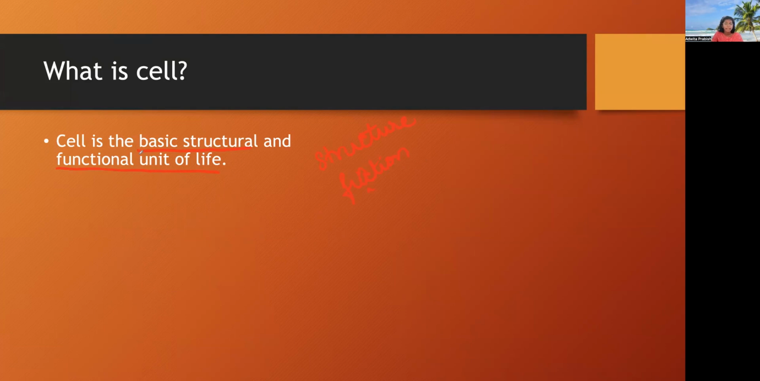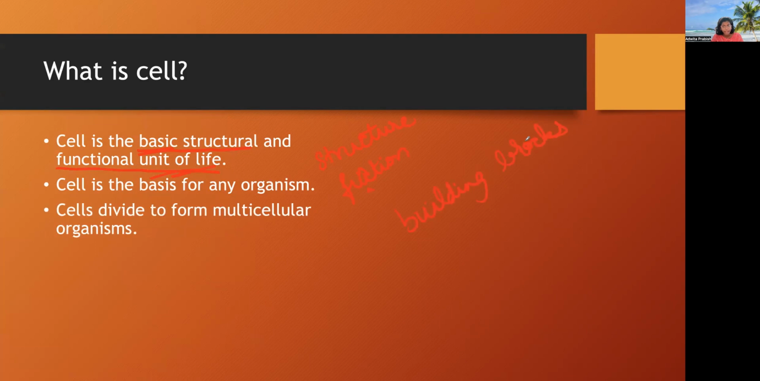So what does it mean, basic unit of life? It means that cell is the basis for any organism. That is, it is the building blocks of life. So if it is the building blocks of life, then even unicellular or multicellular organisms come from the same cell. So cells do not divide if they're forming the unicellular organisms, while they divide plenty of times while forming the multicellular organisms.